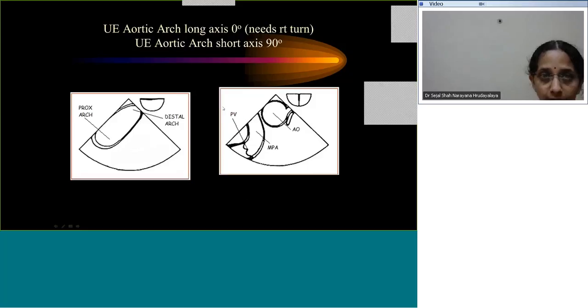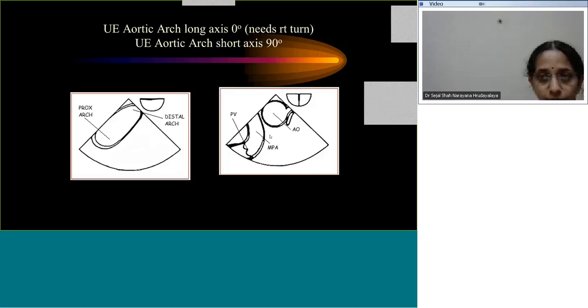Now here we have only one view which shows the aortic arch, where we get the aortic arch in its long axis at 0 degrees, and when we turn 90 degrees, we get the aortic valve in short axis. Here we can see that from the mid-esophageal RV outflow view, where we could have seen the right pulmonary artery. On the right is going to be the ascending aorta and the aortic arch. So this completes all the views: the transgastric, the mid-esophageal, and the upper esophageal.